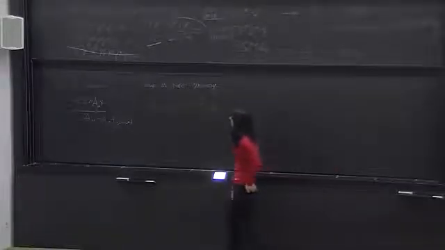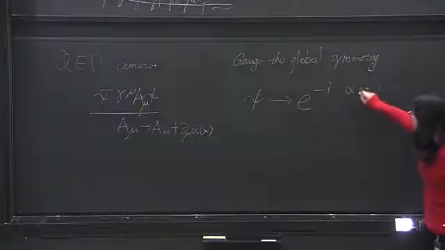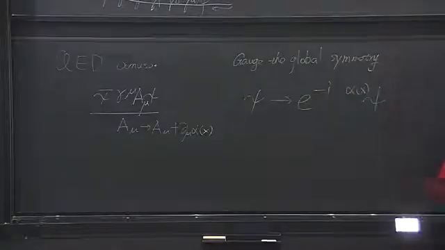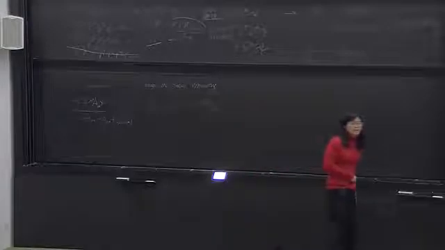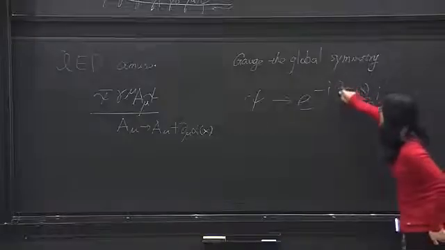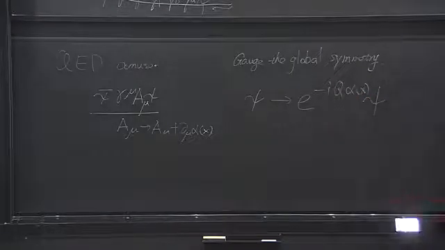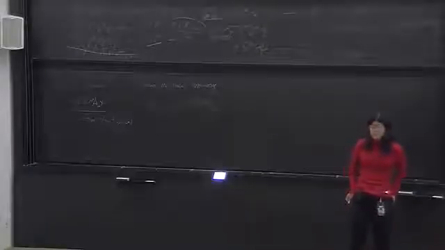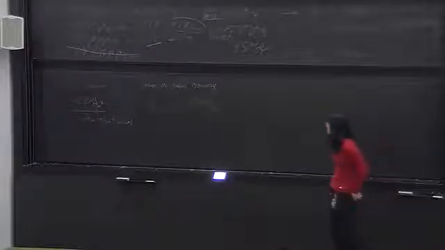So what do I mean by gauging the global symmetry? It literally means, remember you have a global parameter? Let's make it depend on space-time. That's all we meant. But just for good measure, we'll throw in some proportionality constant and say we'll determine it later.